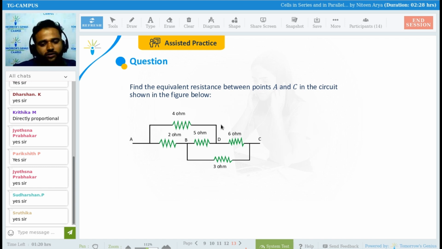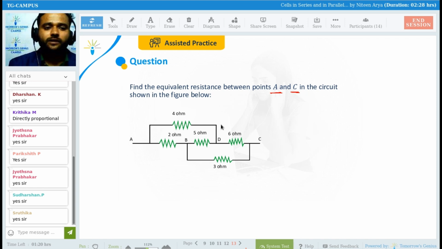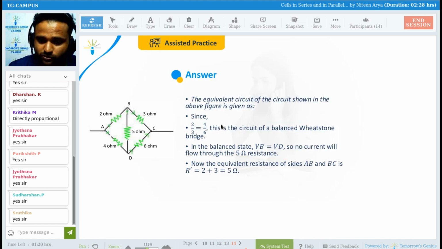In questions like this, you need to focus on this also. Find the equivalent resistance between what? Between A and C. So in this particular kind of condition, you are going to use the Wheatstone balance condition also. A is at this position and C is going to be here somewhere. Okay, I'll tell you this one. I'm not going to tell the next one.